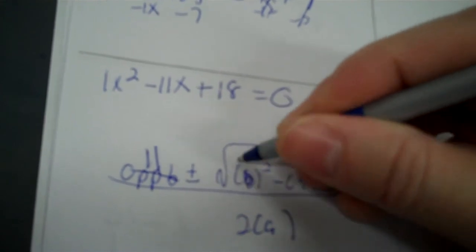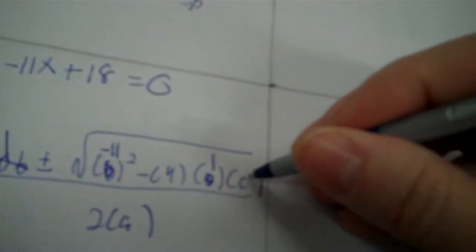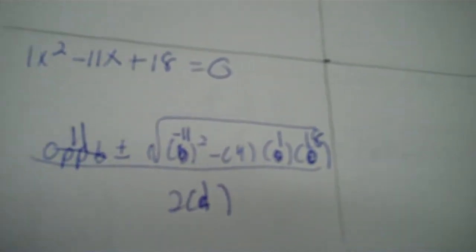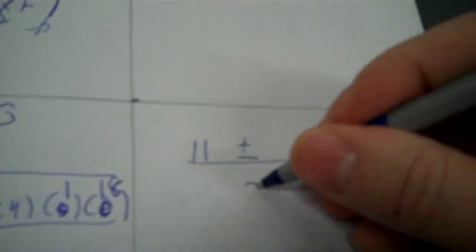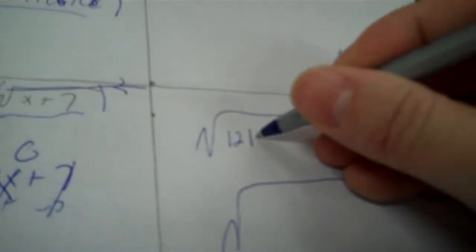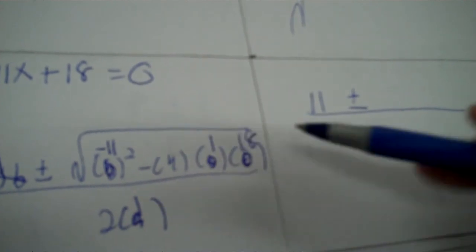So 11, then negative 11, 4, and then a is 1, and then c is 18, and then a is 1. Okay, so you've got 11, 2 times 1 is 2. Negative 11 times itself is 121. 4 times 1 times 18 is 72. Too lazy to think. Oh, that's 49.